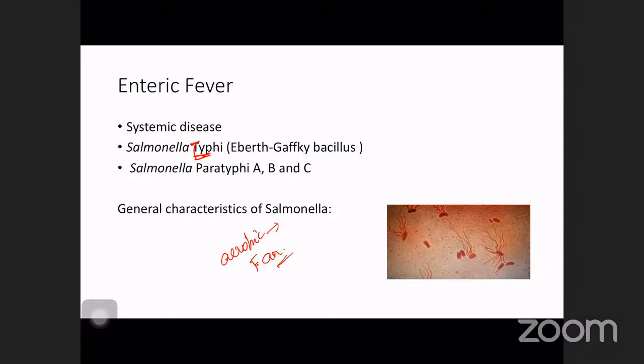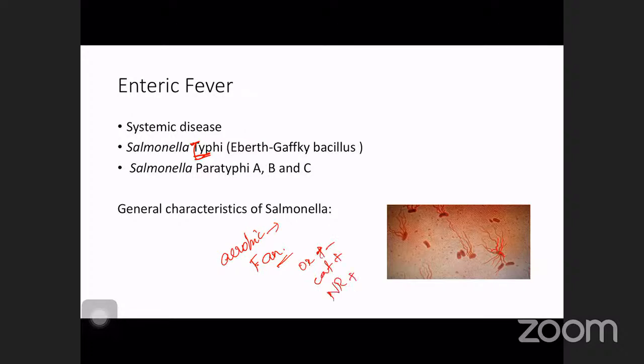Here you see the organism, and it has some thread-like structures. Those are the flagella. They are around the entire organism, so it is a peritrichous flagella. The other features of the Enterobacteriaceae are that they are oxidase negative, catalase positive, and nitrate reduction test positive.